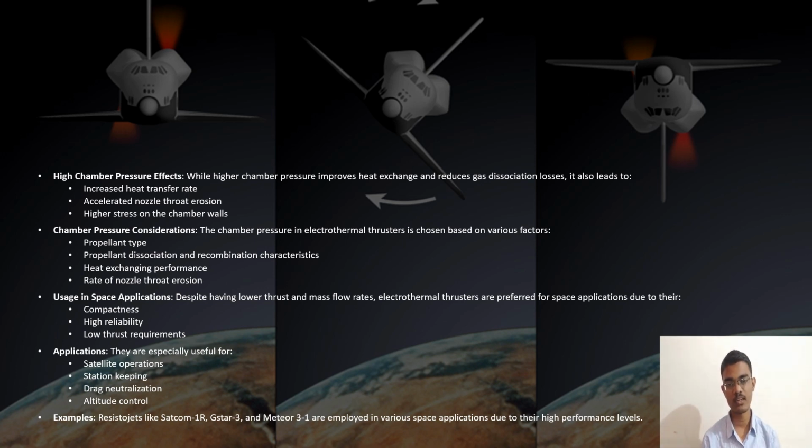Next, applications. They are especially used in satellite operation, station keeping, drag neutralization, and altitude control. For example, resistojets like Satcom 1R, GStar 3 and Meteor 3-1 are employed in various space applications due to their high performance levels.